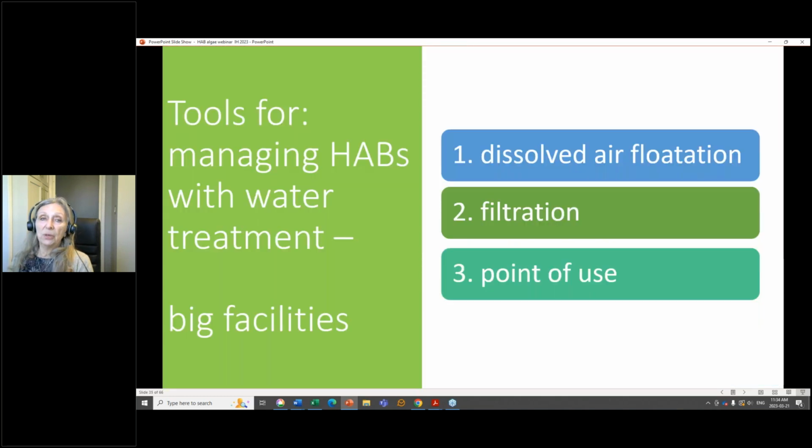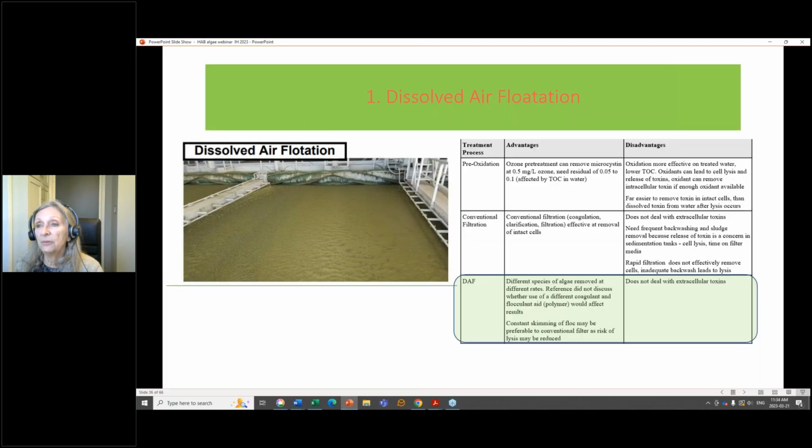So first of all, we're going to look at tools for managing harmful algae blooms with water treatment, and we're going to talk about big facility treatment options first, simply because I'm hopeful that some of these will be able, with new technology, to be scaled down and available to a small water system in the future. My personal favorite is dissolved air flotation.